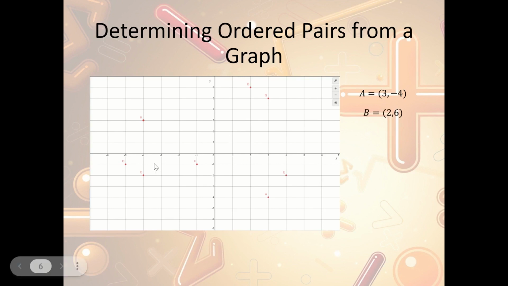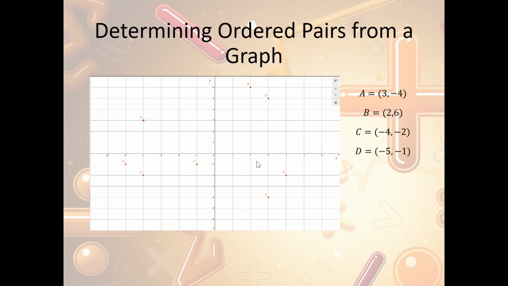Then I find C. C is here. So that's negative 1, 2, 3, 4. And my y is negative 1, 2. So C is negative 4, negative 2. Then I do D. D is right here. So that's negative 1, 2, 3, 4, 5. And negative 1. So negative 5, negative 1.